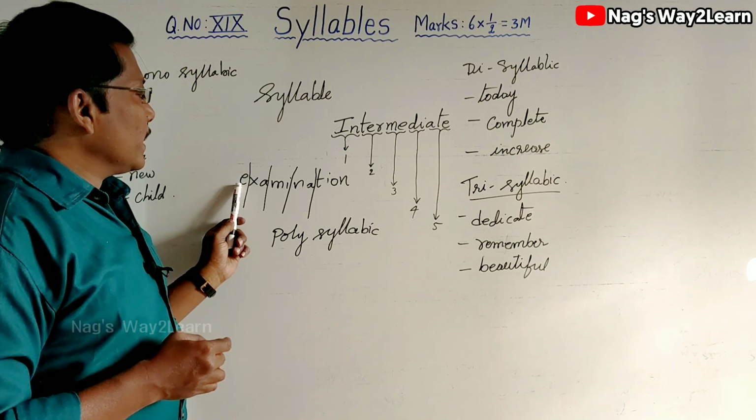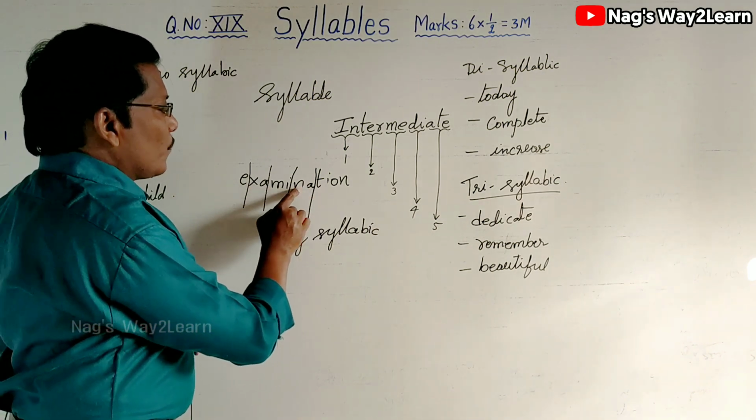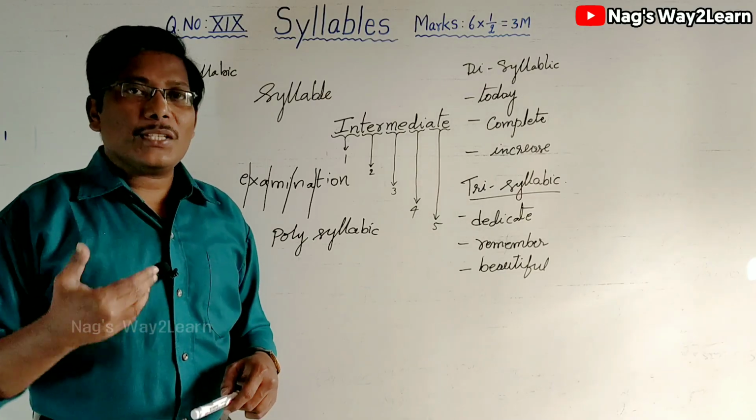In the same way, you take this examination. In the word examination, 1, 2, 3, 4, 5. There are 5 syllables here. So this is also a polysyllabic word.